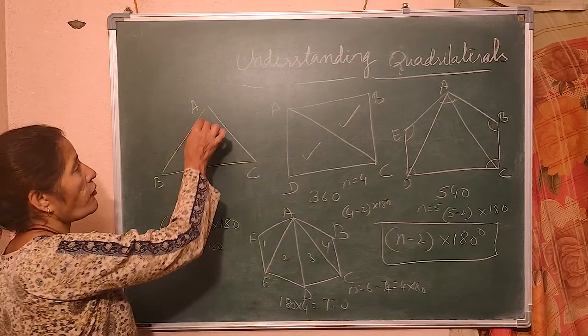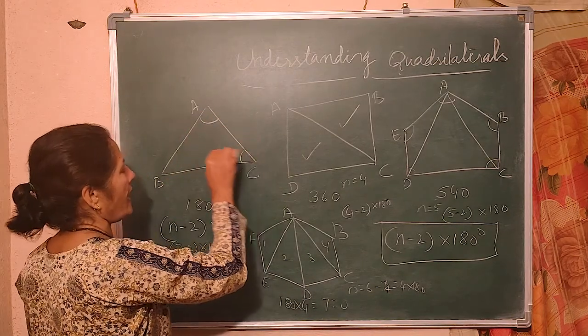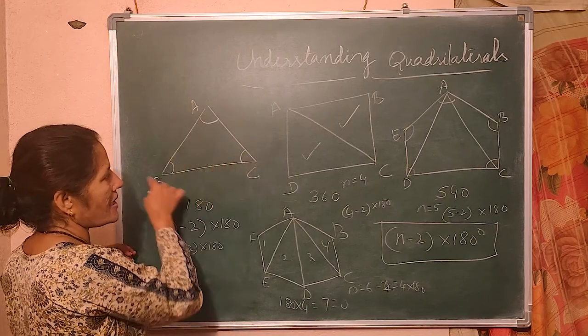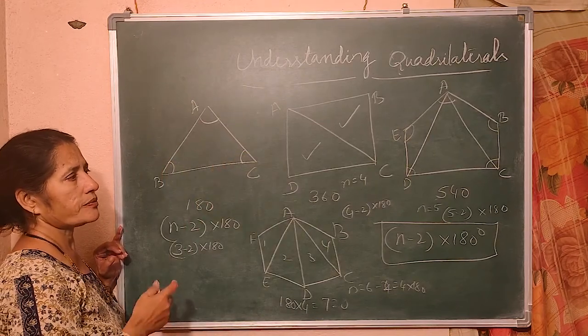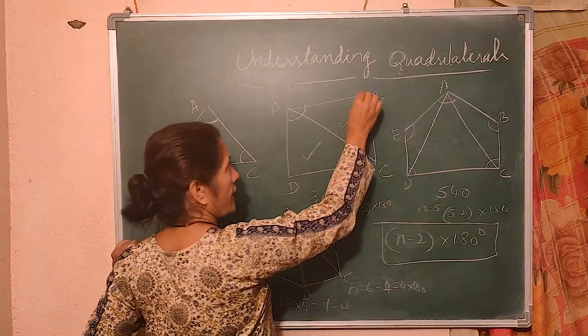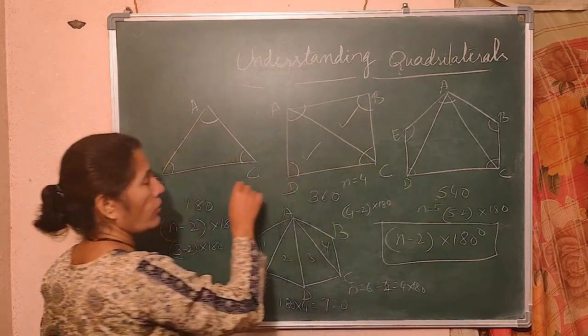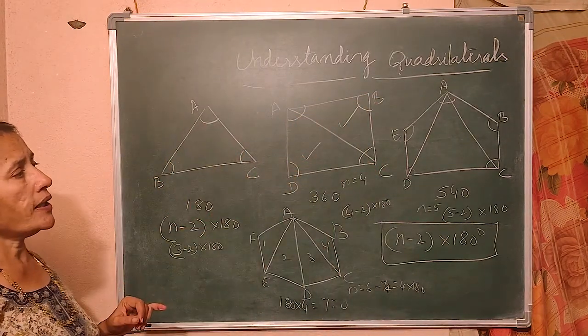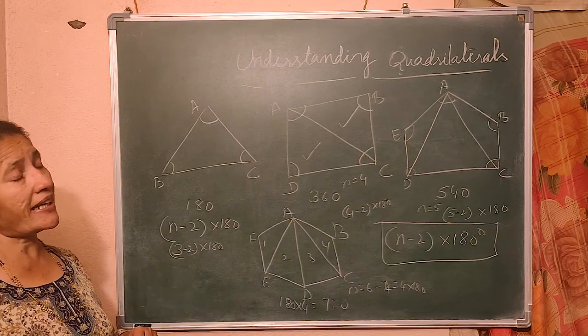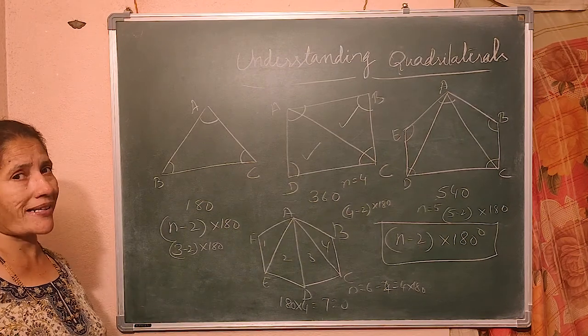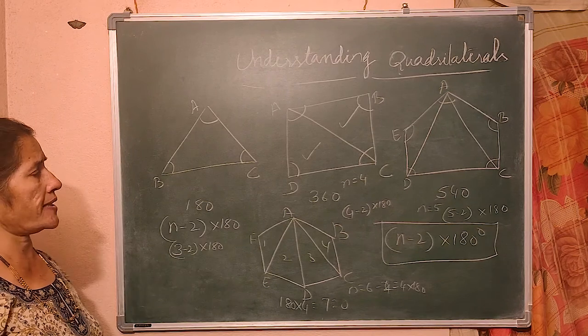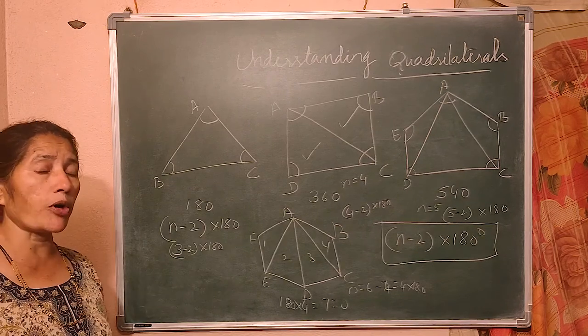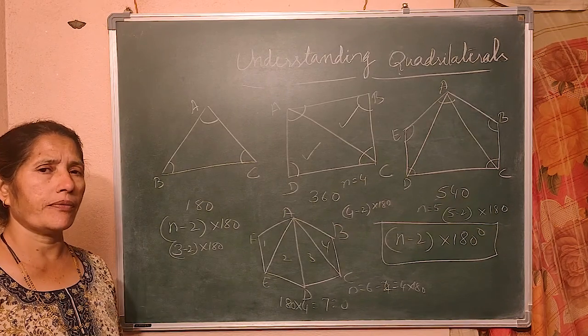What is the meaning of sum of all interior angles? These are all interior angles. You see, whatever angle is inside: angle A, angle B, angle C, angle D, all these. So they are called interior angles. You understand? Now my question is, have you heard about a regular polygon?